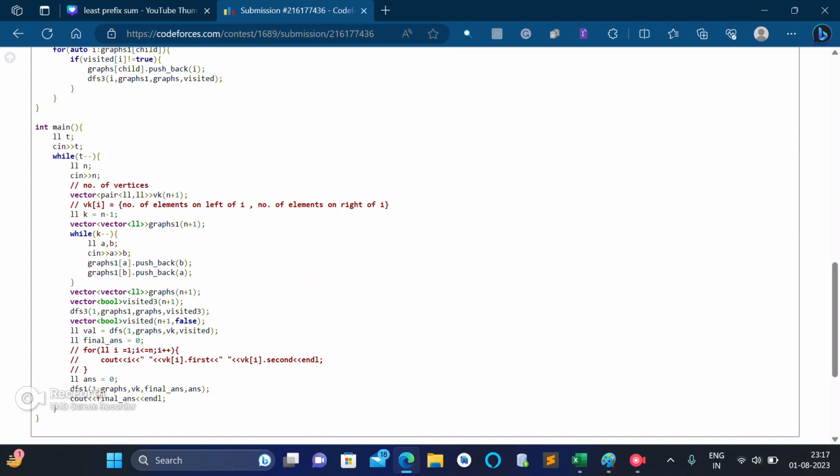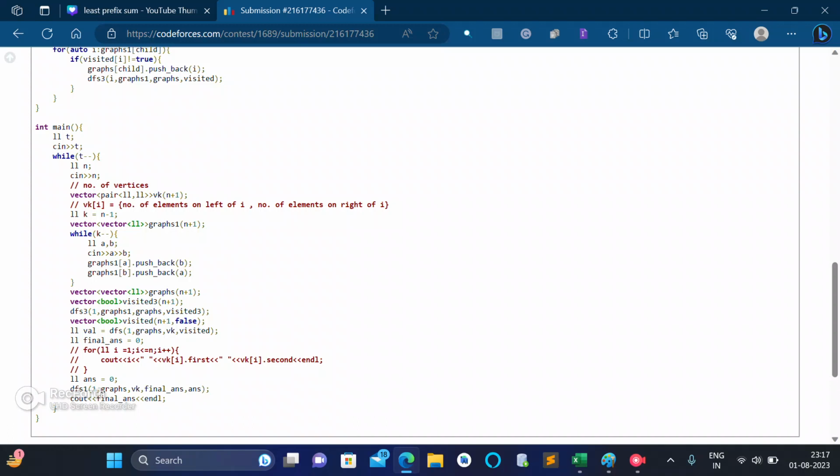And the third DFS, in that I made a variable final answer. As I said, I will make the variables answer and final answer. Out of all the answers, I will find the max of it and get the final answer. I made a DFS call passing final answer and answer as my parameters.